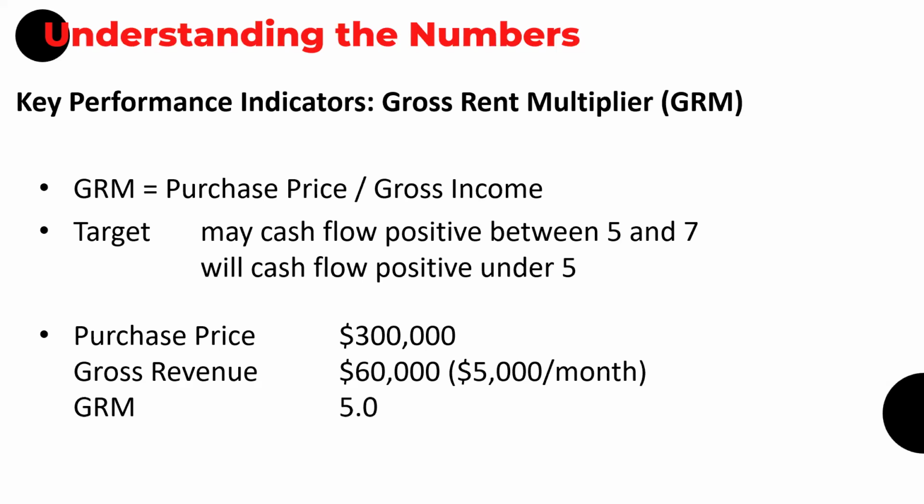So, if your purchase price is 300,000 and your monthly rent is 5,000 for an annual rent of 60,000, that means that the GRM is 5. That is a property that there is a good chance will cash flow positive.